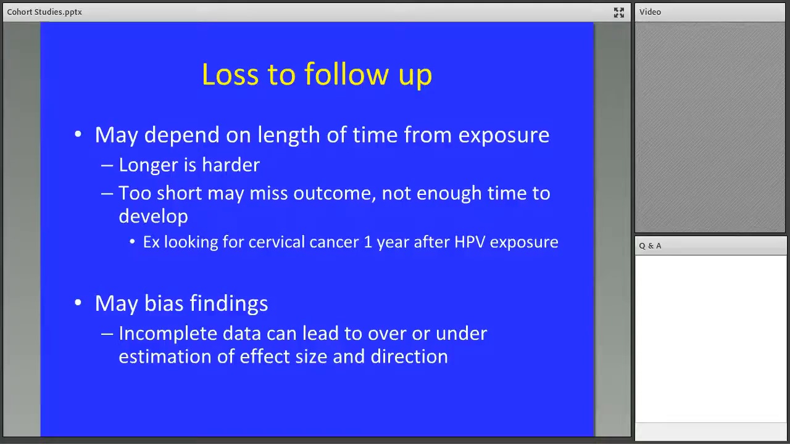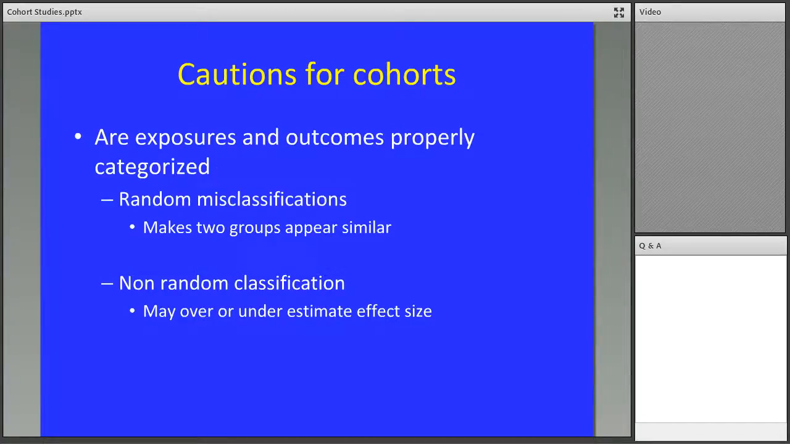So you get an inherent bias from the data in assessing the outcome. Loss to follow-up is also important. So it may depend on the length of time from the exposure. Longer is a harder study to do, but too short may miss the outcome. So for example, if you're looking for cervical cancer, 1 year after HPV exposure is not going to be helpful. And it may bias findings because incomplete data can lead to over or underestimation of the effect size and the direction.